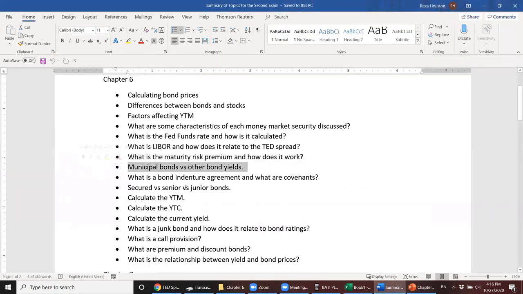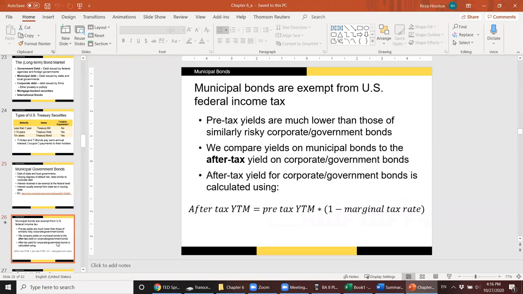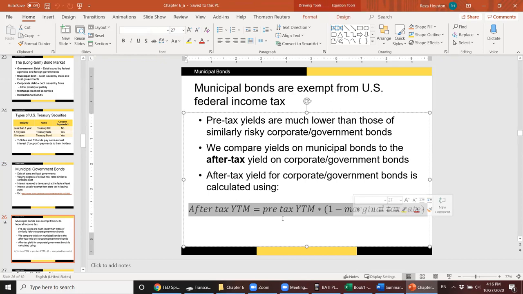Okay, next, municipal bonds and other bond yields. So municipal bonds, there's really one thing that you should remember about municipal bonds more so than anything else, and that is that unlike corporate bonds, municipal bonds are issued by state governments and local governments, like the government of Muncie or the government of the state of Indiana. When those parties issue a bond, it's a municipal bond. And any coupon payments or any interest income that you as an investor receive when you hold those bonds is tax exempt, meaning you don't have to pay taxes on it.